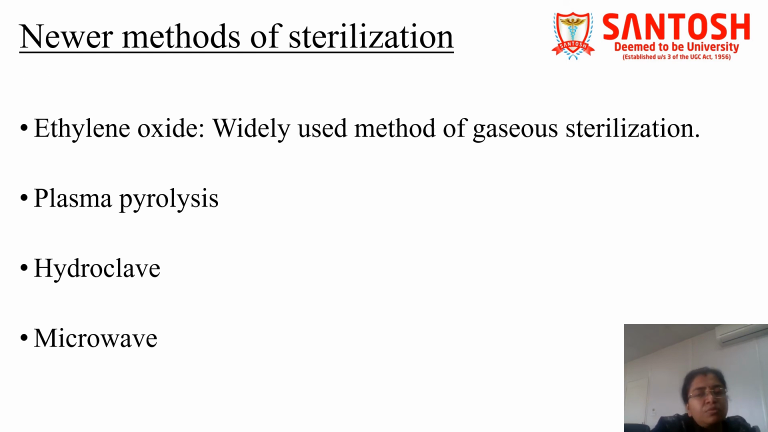Now we also have some newer methods of sterilization. You can just recall their names, like ethylene oxide, which is a form of gaseous sterilization. Then plasma pyrolysis, hydroclave, microwave. These are all newer methods of sterilization, of which only the names can be summarized. Thank you.